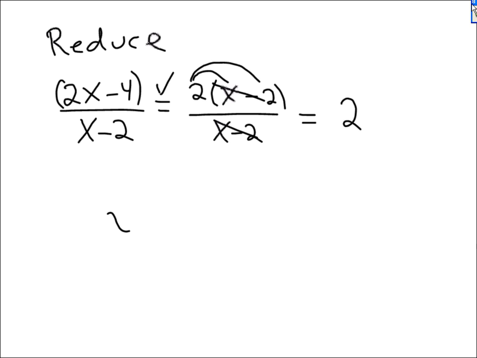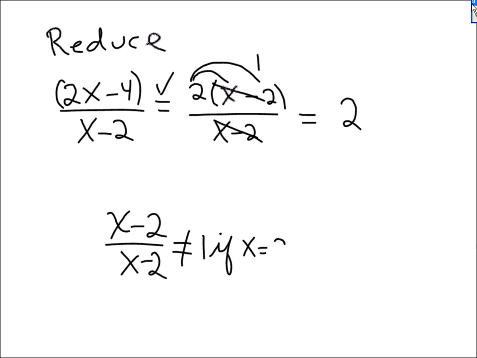But there's a problem there. I want to cross this out as if it's 1. X minus 2 over x minus 2 is 1. But it's not 1. This is not 1 if I have 0 over 0, if x is equal to 2. Okay, so you should write on top of the equal sign, x is not 2.